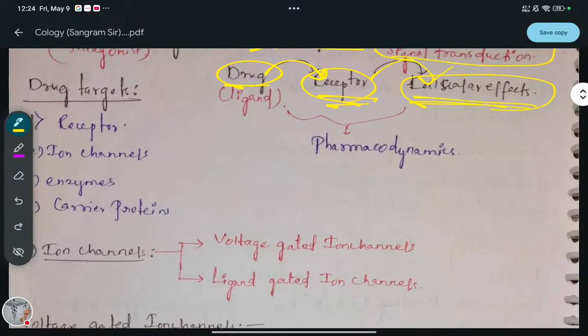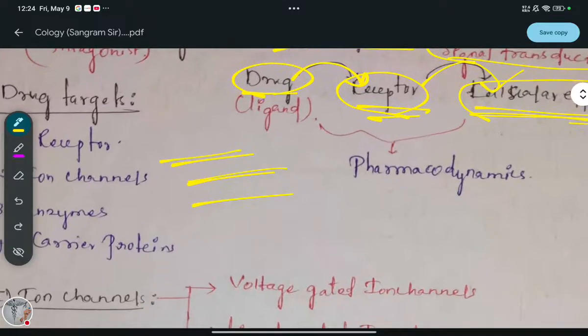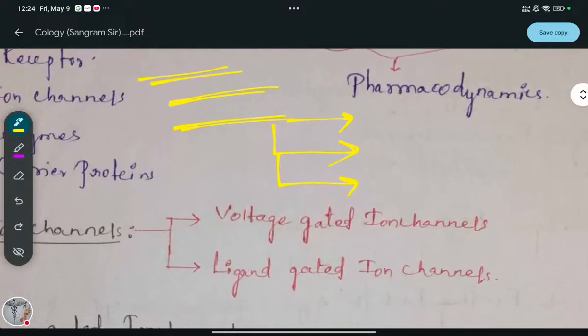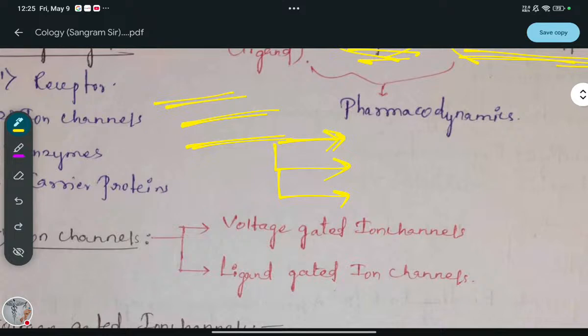See, what are the types of effects we got? The types of effect are additive effect, next synergistic effect, next antagonistic effect. So mainly three types: additive, synergistic, antagonistic effect. These antagonistic effects are of four types. Number one is chemical antagonism, next physiological antagonism, next pharmacokinetic antagonism, and number four is antagonism due to receptor binding.